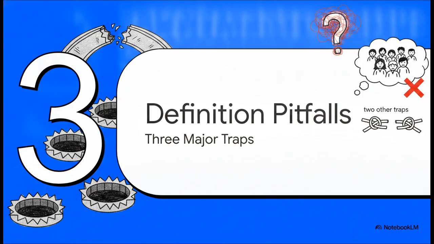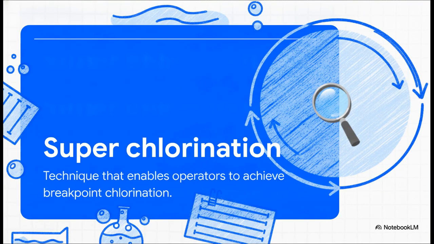That brings us to part 3, 3 major definition pitfalls. Okay, beyond writing stuff that just totally misses the target audience, there are 2 other deeply frustrating traps that writers constantly fall into. The first is the circular definition. This is where you rely on the reader already knowing the exact concept you're trying to explain.